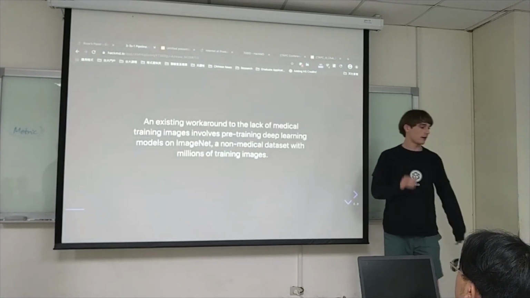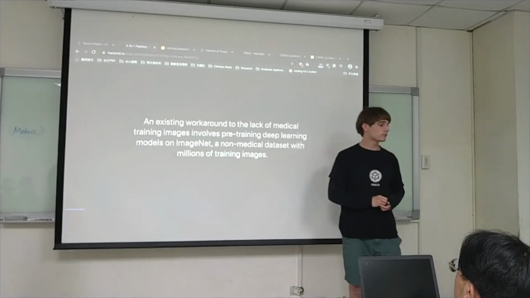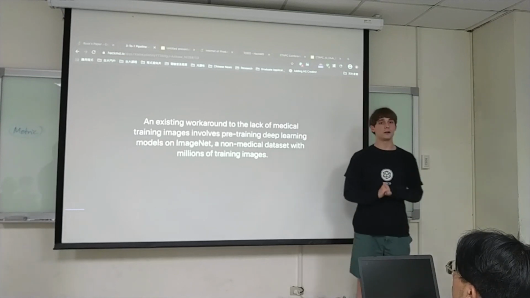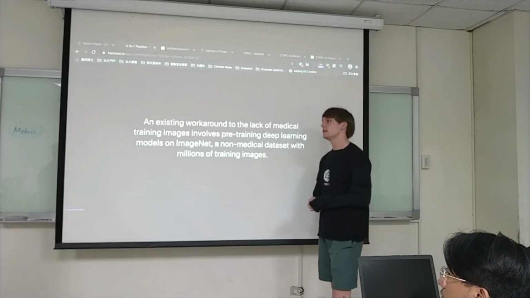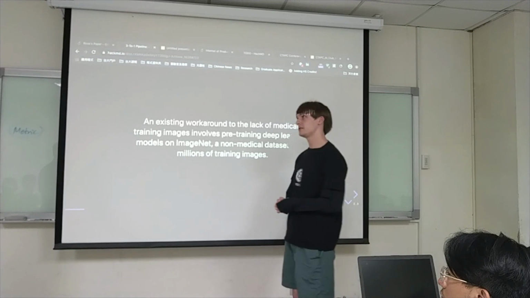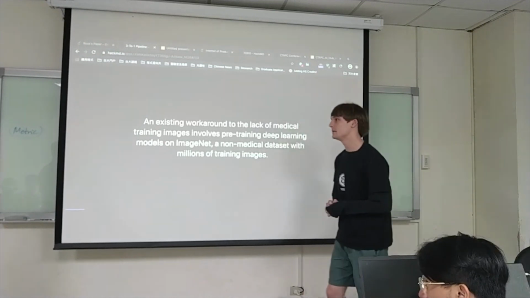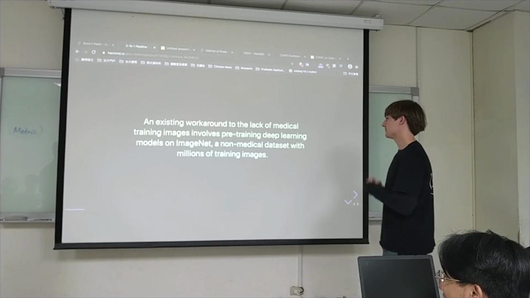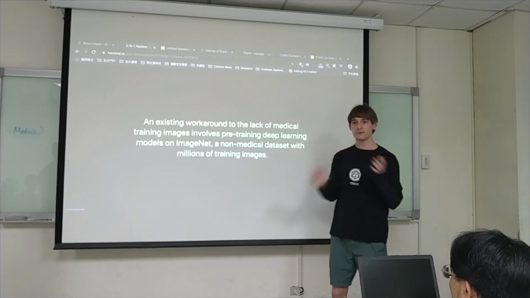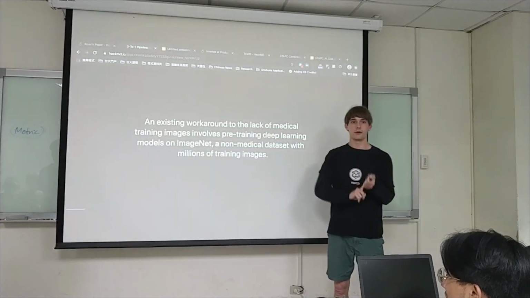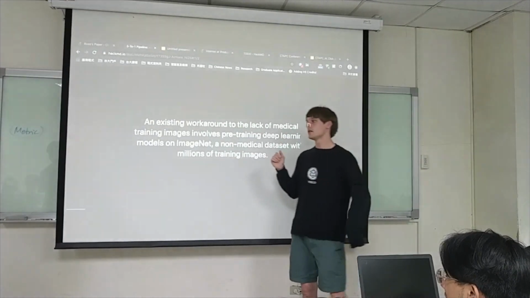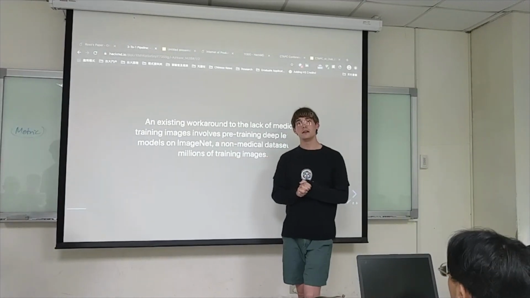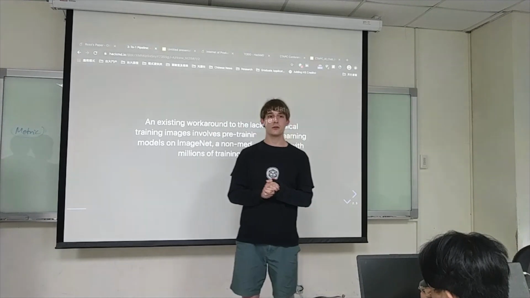An existing workaround to the lack of medical training images involves pre-training deep learning models on ImageNet. Currently, ImageNet has 14,167,122 images, a non-medical data set with millions of training images. But the problem is all of these images, they're RGB. This is called a modality. In the biomedical sphere, this is called a modality.